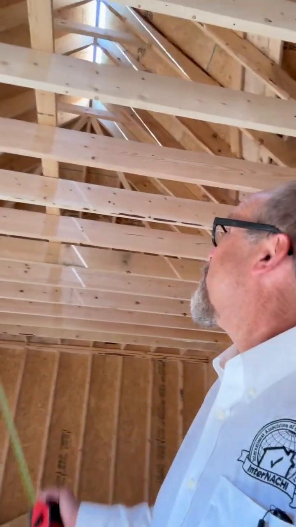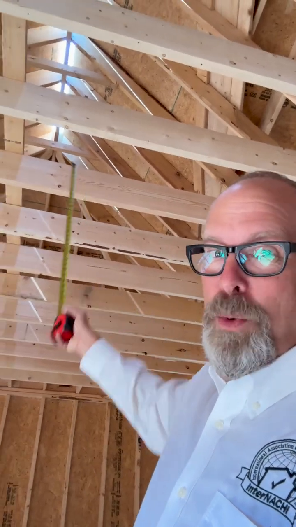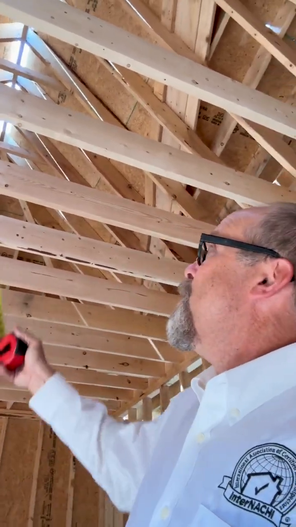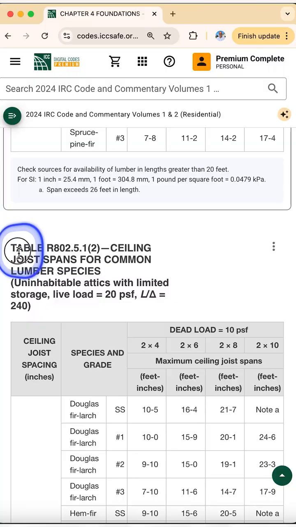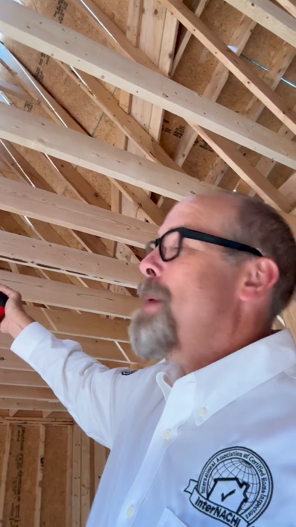So let's summarize. For inspecting these boards, which are ceiling joists, no storage gets table 1. Limited storage gets table 2. You measure, then you compare, and then you move on.